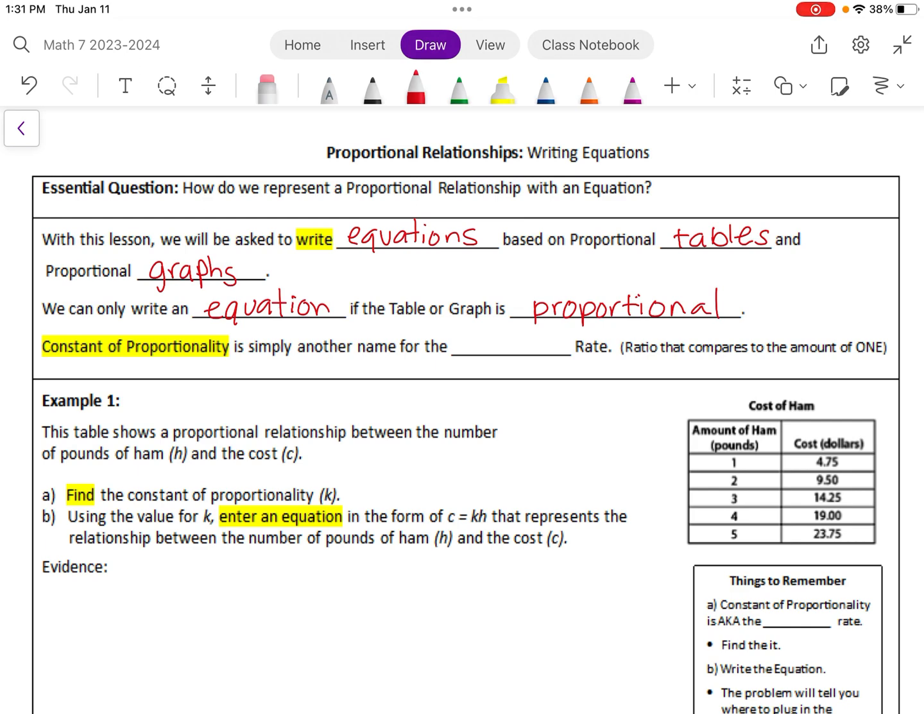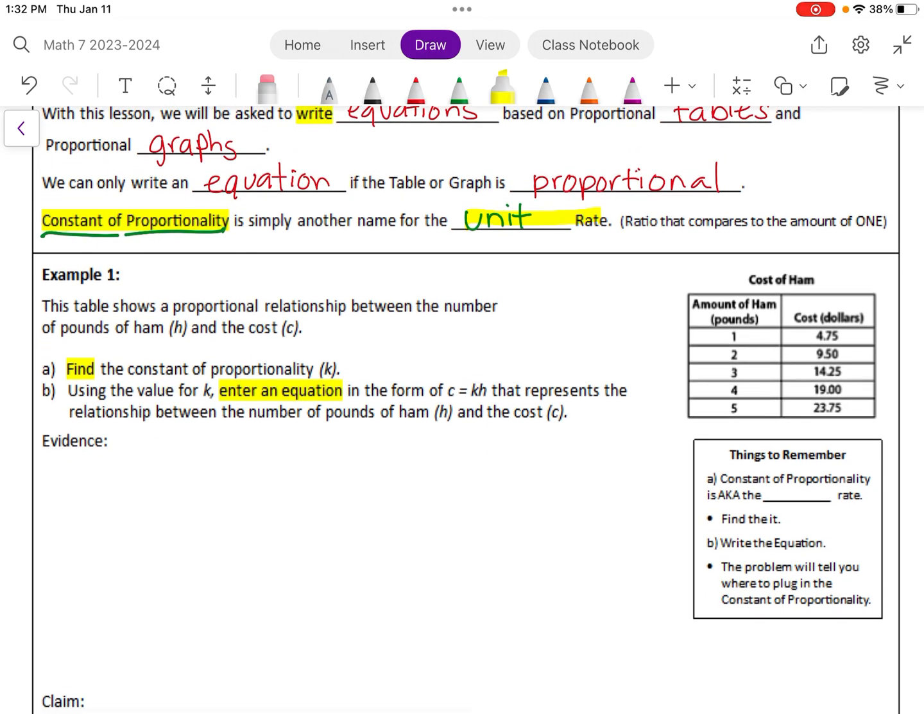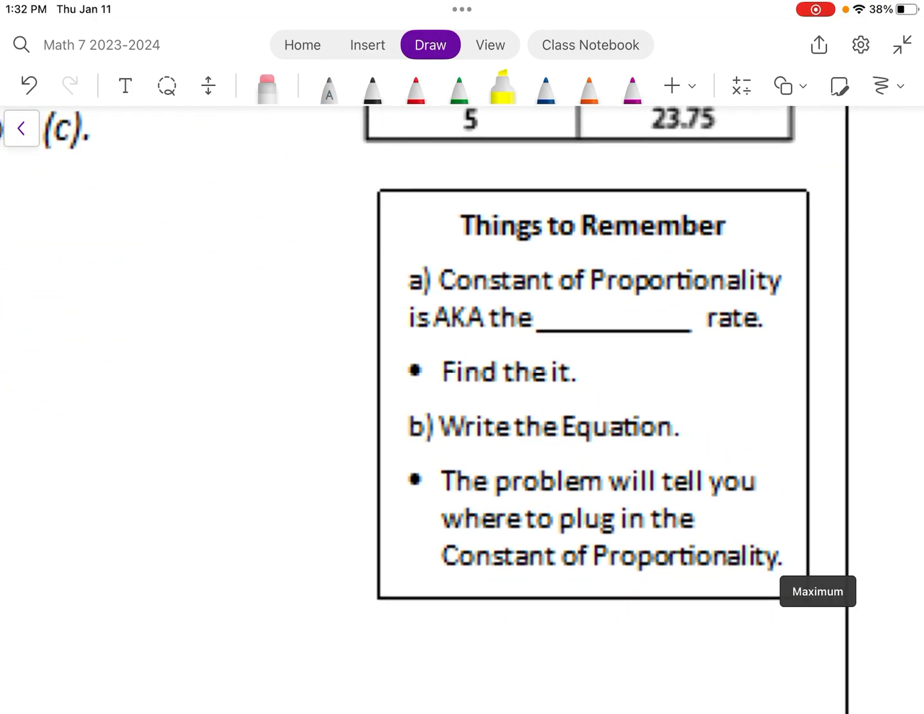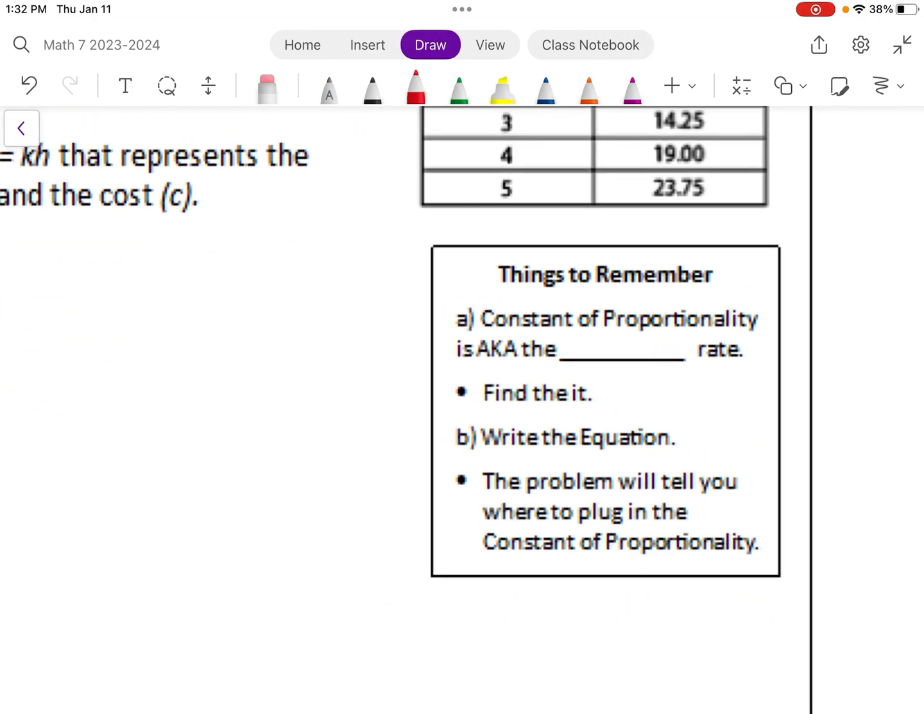Okay, so today's new word that we're going to use is the constant of proportionality. That's just another name for the unit rate. So this is important. The unit rate is the same thing as the constant of proportionality. And remember, the unit rate is a ratio that compares the amount of 1. Before we get into example 1, let's go through things to remember. The biggest thing we just went over is that the constant of proportionality is the same thing as the unit rate.